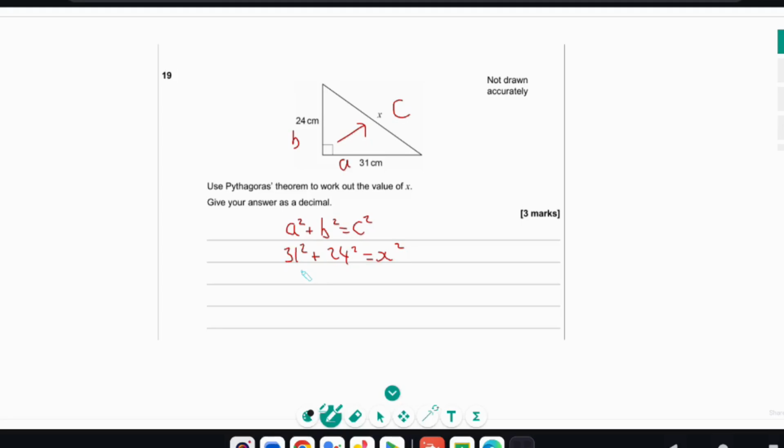31 squared is 961. 24 squared, 576. I'm going to add them together. Square root both sides. Give your answer as a decimal, 39.2. It doesn't actually state how many decimal places, so as long as you include at least one decimal here.